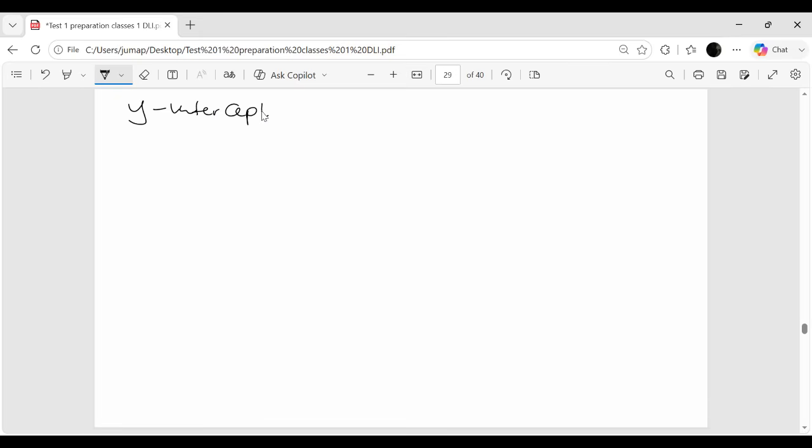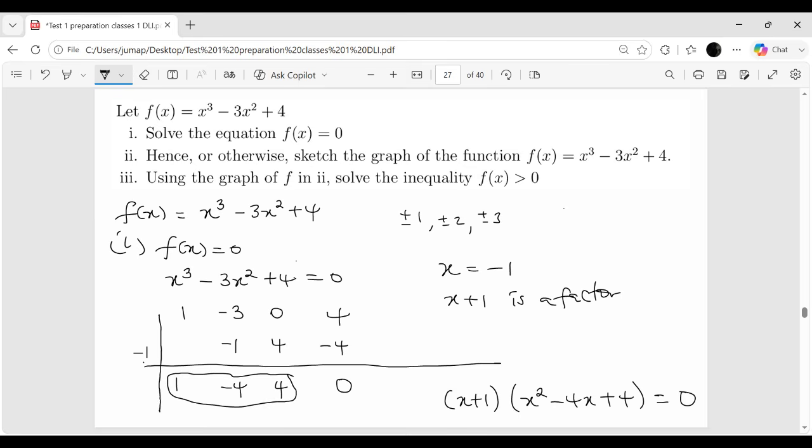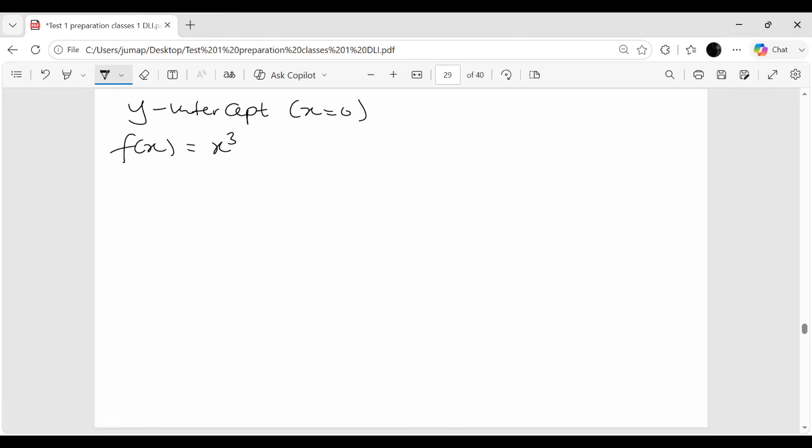A y-intercept is when x equals what? To 0. So f of x equals x to the power 3, minus 3x squared, plus 4.